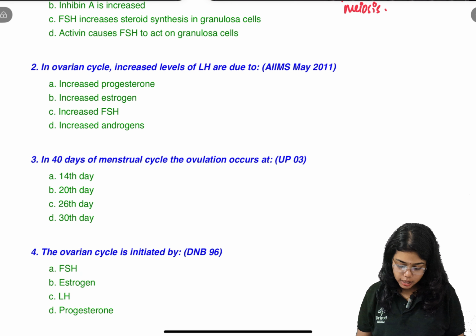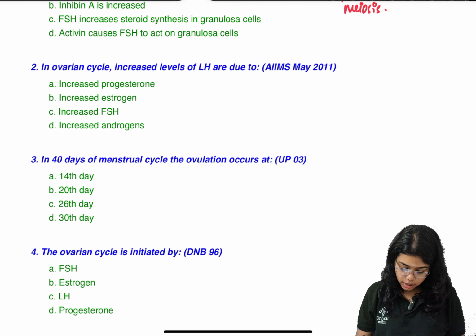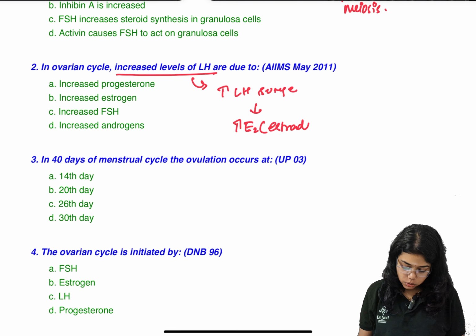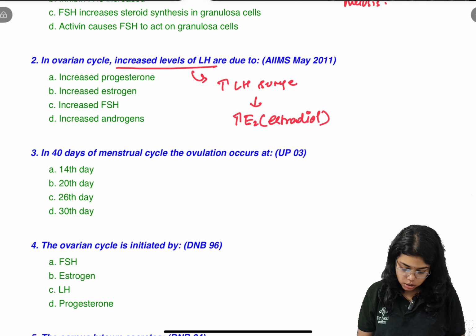In the ovarian cycle, increased level of LH is due to, that means, the LH surge. Before the LH surge, there is increased level of E2 or estradiol. So the answer is increased estrogen.